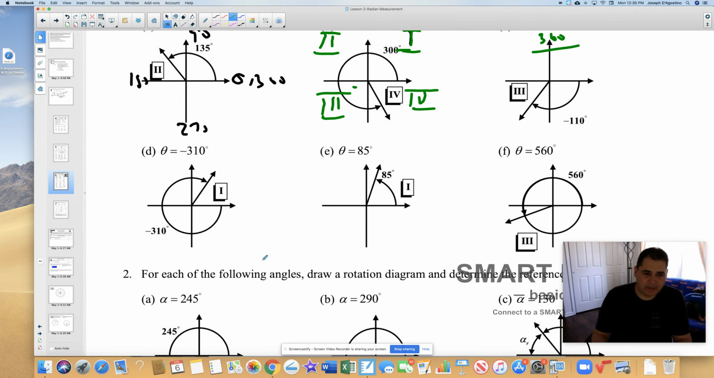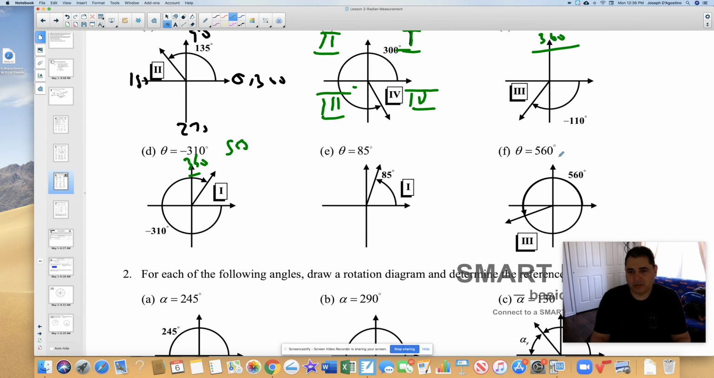All right, D, again, we have a negative angle, so I'm going to add 360 to it. So negative 310 plus 360 gives me 50. So 50 and negative 310 are considered coterminal angles because they terminate in the same spot. So here, this is 50 also, this way. But since it's negative, they want you to show the diagram going clockwise rather than counterclockwise. 85 is in the first quadrant.